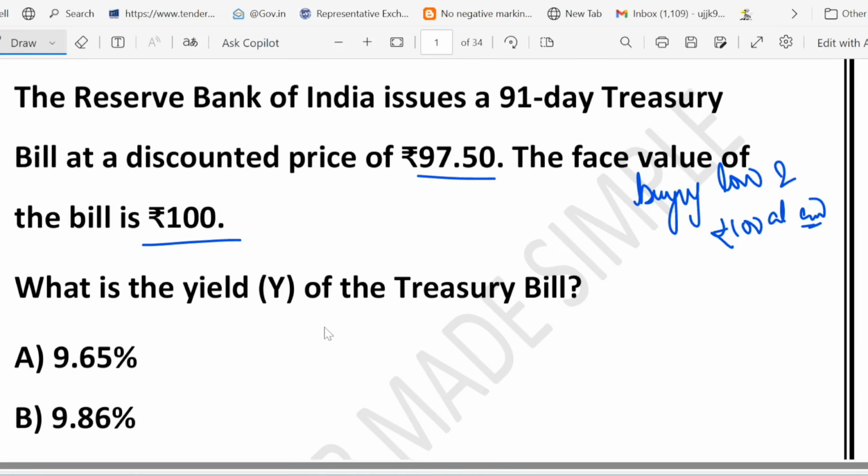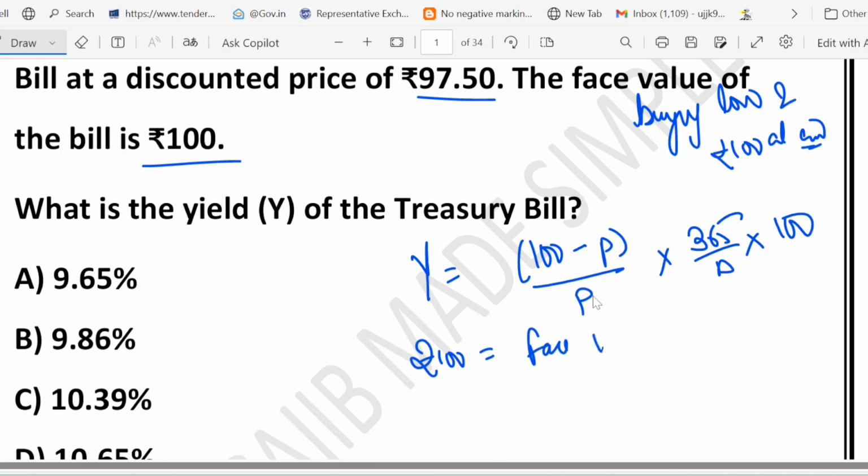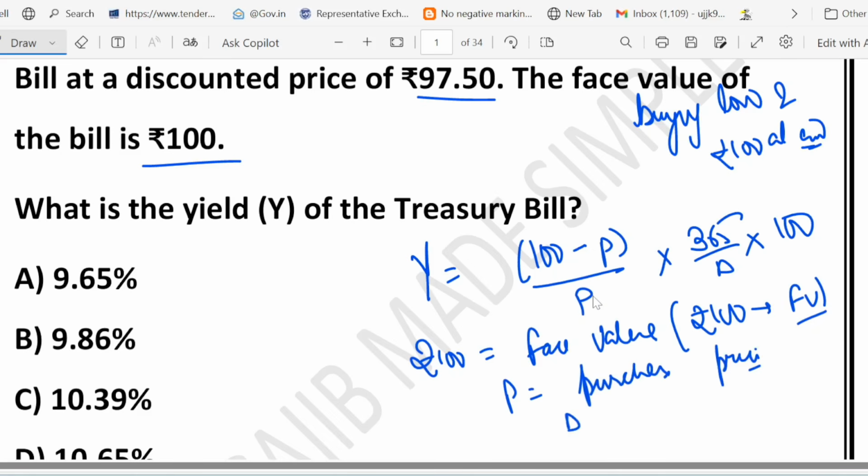Right. So there is a formula that we use to calculate the yield. What is that formula? Yield is equal to (100 minus P) upon P, where 100 is the face value. Remember, for a treasury bill, rupees 100 is the face value always. P stands for the purchase price. Then comes D. D stands for the tenure of the bond.